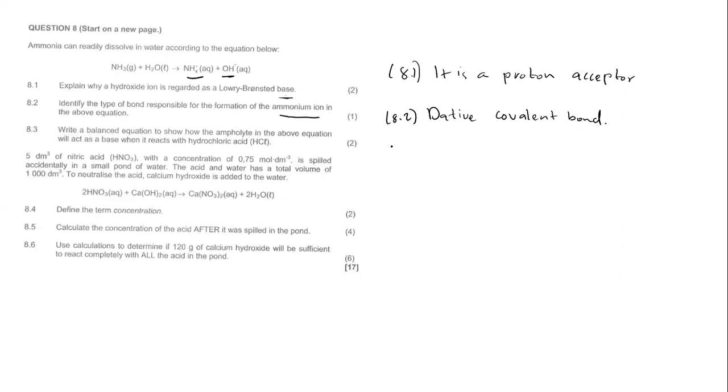That's 8.2. Now, 8.3, they say to us, write a balanced equation to show how the NH4 in the above equation will act as a base when it reacts with hydrochloric acid. Now, let's go to our equation. We have already spoken about the ampholyte in the previous questions. We said that an ampholyte can act as either an acid or a base. Here, we'll take water as an ampholyte.